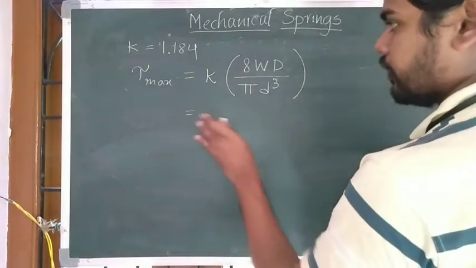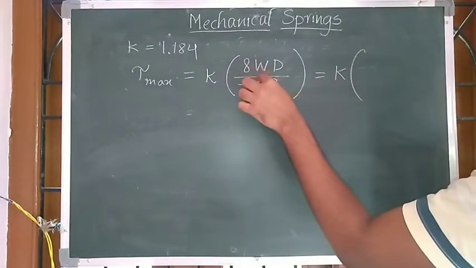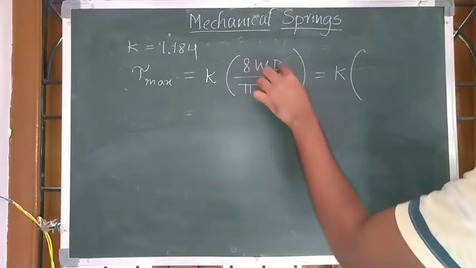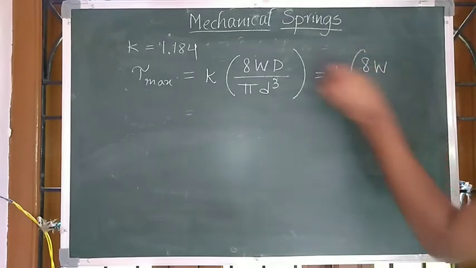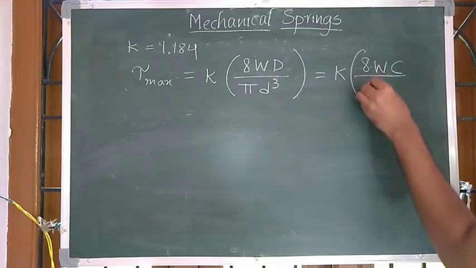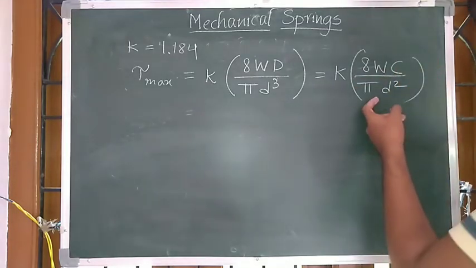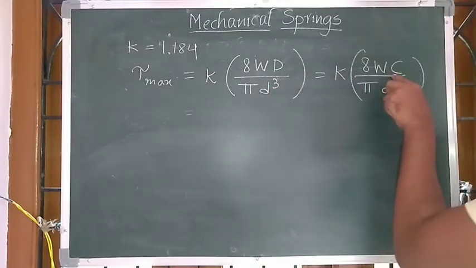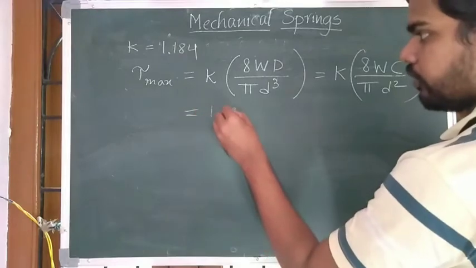So again it can be rewritten as K, 8W d by pi d cube, or d by small d becomes C, the spring index. So 8W, C divided by pi d square. Obviously capital D by small d becomes C, which means spring index. K means 1.184.